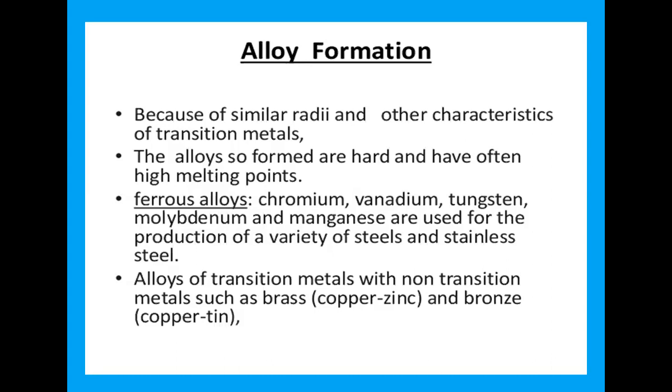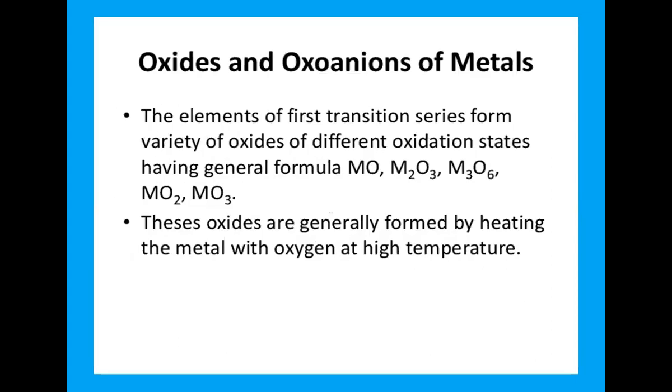Alloys of these transition metals are also possible with certain non-transition metals. For example, brass, copper with zinc, and bronze, copper with tin, because their respective atomic radii are not more than 15% different. If the difference is more than 15%, then they couldn't form alloys.